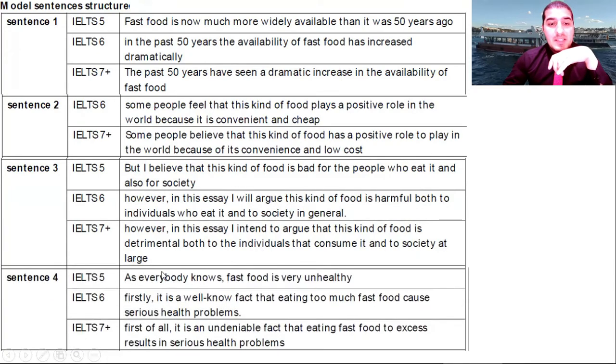Sentence 4: as everybody knows, fast food is very unhealthy. Too general, and too unacademic. Never use that. Never open a sentence like that. Firstly, it is a well-known fact that eating too much fast food causes serious health problems. Too general. First of all, it is an undeniable fact that eating fast food to excess results in serious health problems. Better.